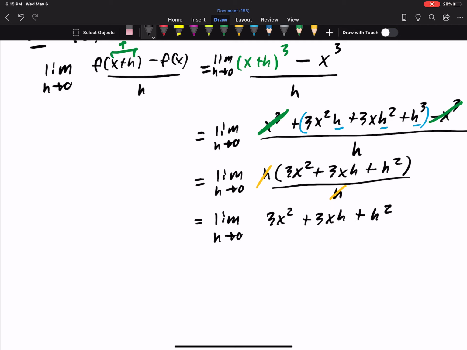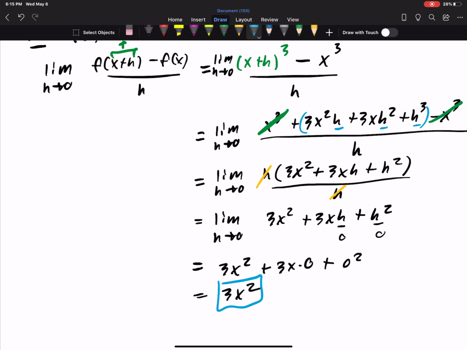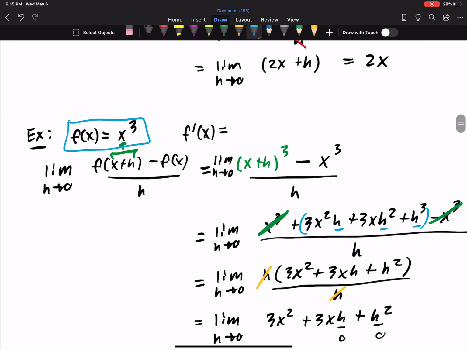And since we don't have the h in the denominator anymore, we can plug in h is equal to 0 at last. So every place you see an h, you're going to replace it with a 0. So you get 3x squared plus 3x times 0 plus 0 squared. But this is all equal to 3x squared. Okay, so 3x squared is the derivative of our original function. Let me write that down. And then we have 3x squared as a derivative. I'll box this.